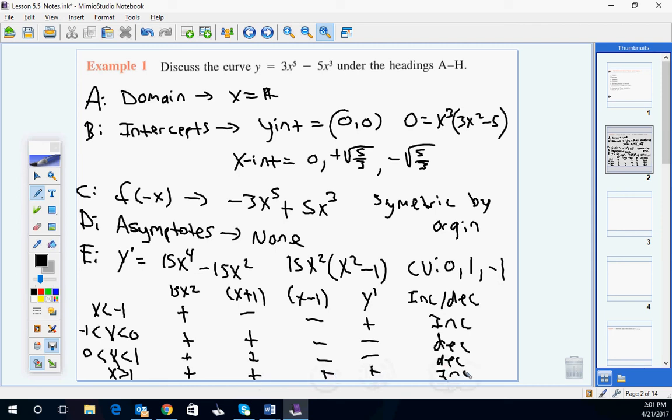All right, so our changes happened here and here. Increase to decrease, that would be a max. Decrease to increase is a min. So we're looking at max and min at those positions.